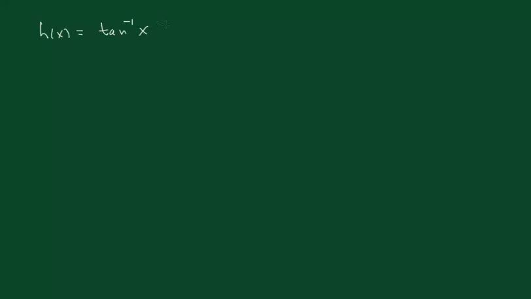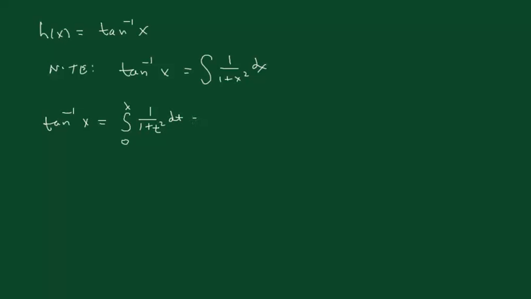In the next example, we're going to look at the function h of x equals the inverse tangent, or arctangent, of x. This is the section where we are manipulating knowns. We're going to note that the inverse tangent of x is the integral of 1 over 1 plus x squared dx, that you know. So the inverse tangent of x equals the integral, now I'm going to add bounds, 0 to x of 1 over 1 plus the dummy variable t squared dt.